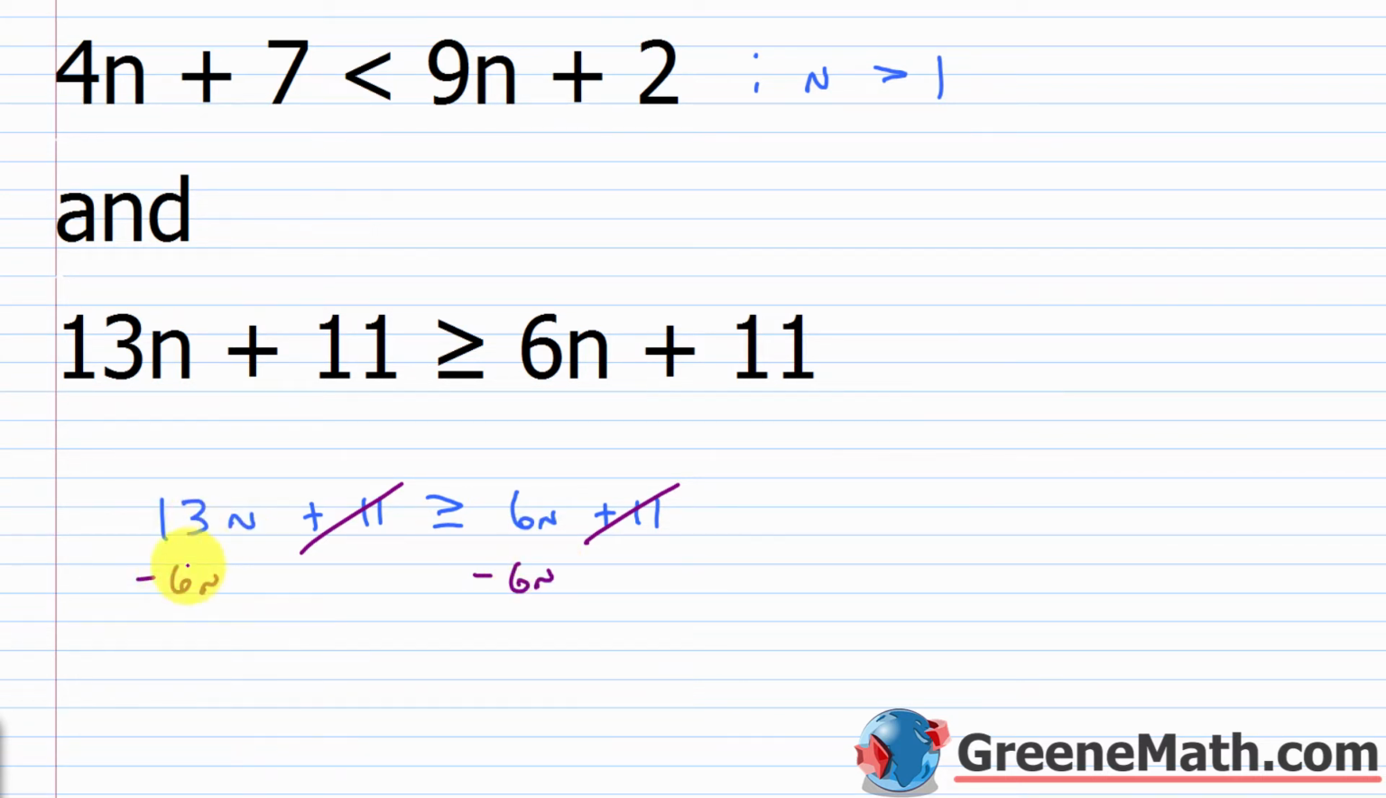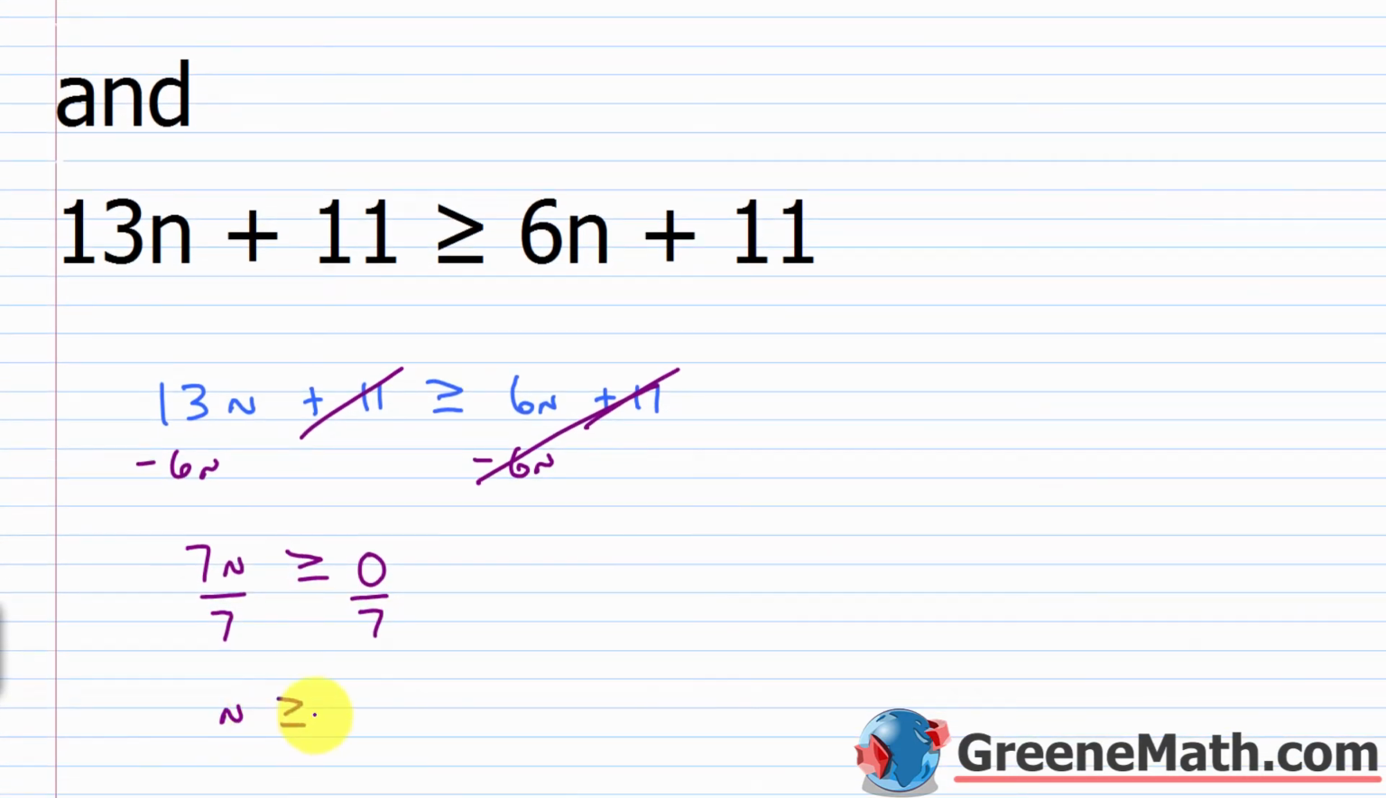So I'll have 13n minus 6n, that's 7n, is greater than or equal to, this has all been canceled, so it's 0. Now I divide both sides by 7, and I get n is greater than or equal to 0. So this is n is greater than or equal to 0.